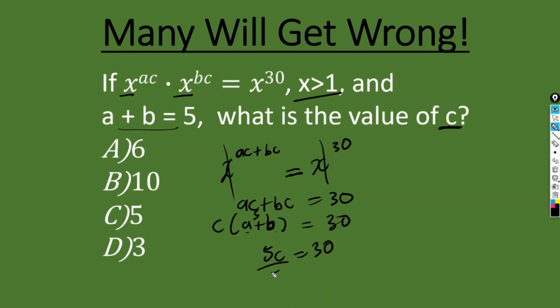So from here we divide by 5, we divide by 5, this would cancel, and c will be what? 30 divided by 5 is 6. So our answer here is A.